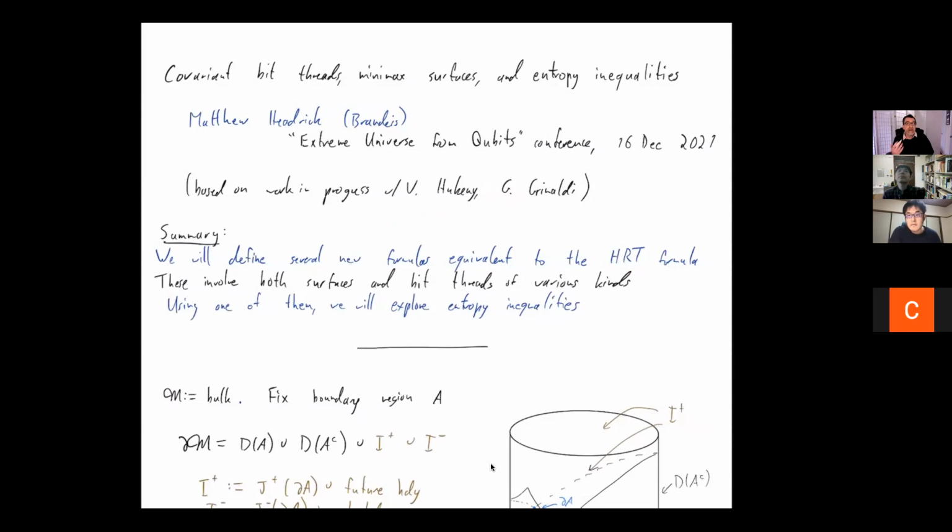And the new ways, there are basically two types. One is in terms of surfaces, which is how the original HRT formula was written, and then in terms of bit threads. So some of this talk will be about bit threads, which is a subject that I've written and given a lot of talks about. And so when I give talks about bit threads, I usually talk about the conceptual implications and so on. I'm not going to focus on that in this talk. It's going to be more technical. It's going to be about the mathematics that makes bit threads work in this setting. And then, using one of the new formulations of the HRT formula, I'm going to talk about entropy inequalities.